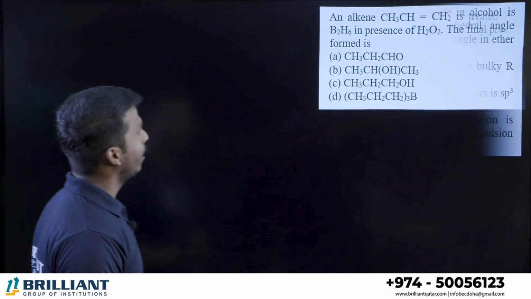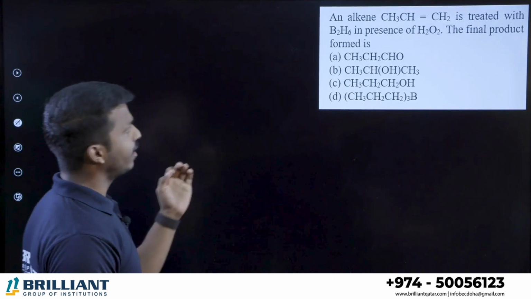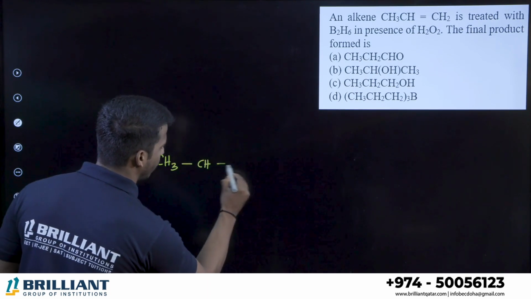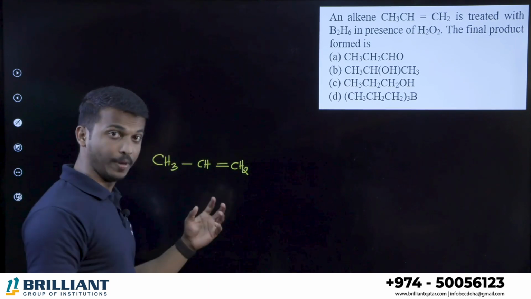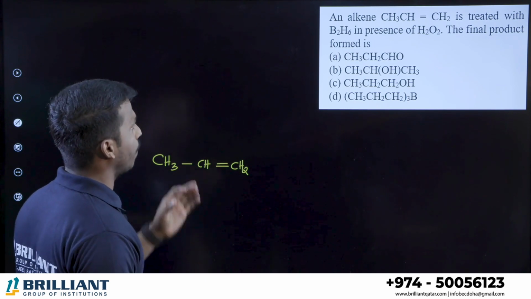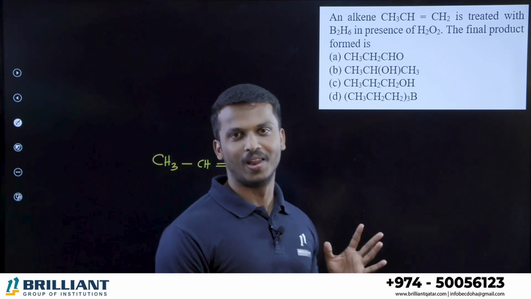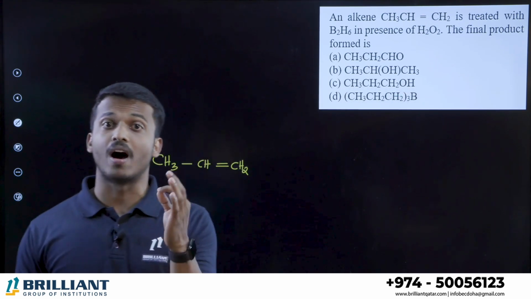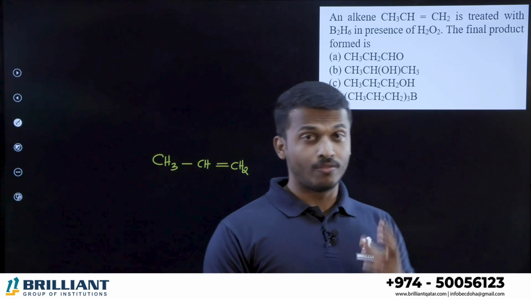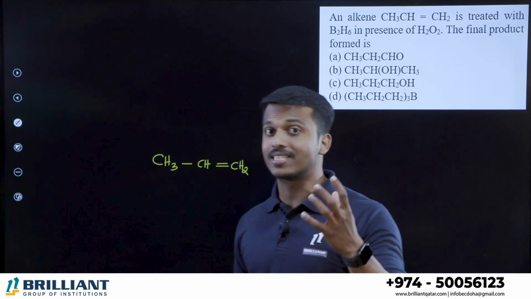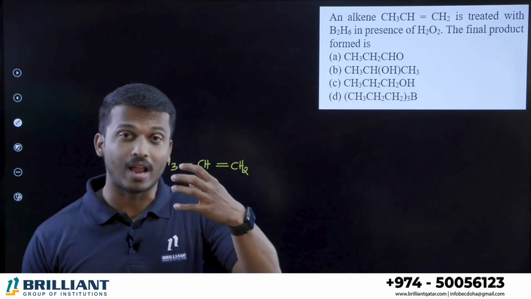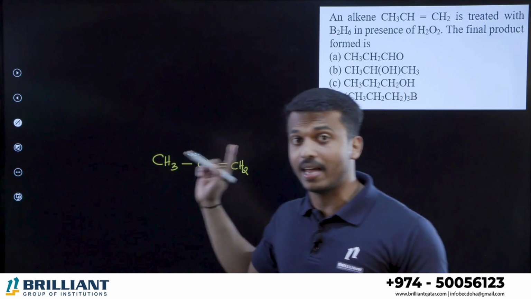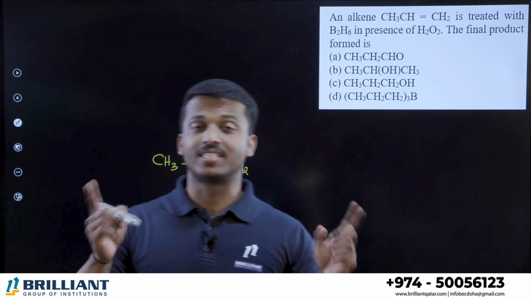Question number 4. Here we have an alkene. What is the alkene given here? CH3, CH, double bond CH2. What is this alkene? Propene. It is treated with B2H6. Dear all, in the alcohol chapter, you may have studied the preparation of alcohol from alkene. The first method is called acid catalyzed hydration, right? We will add water in the presence of an acid.